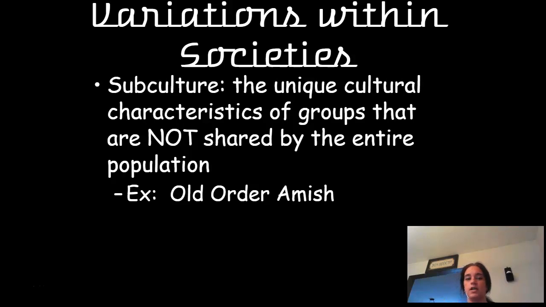Subcultures do not, generally speaking, disrupt the larger society. They exist, and we don't consider them to be, I don't think any of us are fearful that the Amish are going to start taking us over and get rid of our rights and become dominant. It's probably not going to happen.